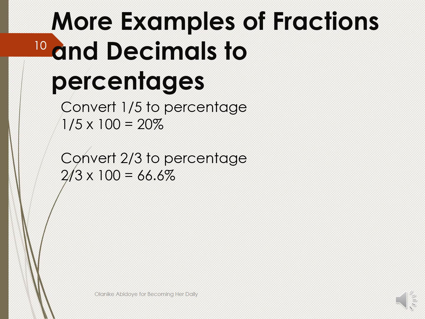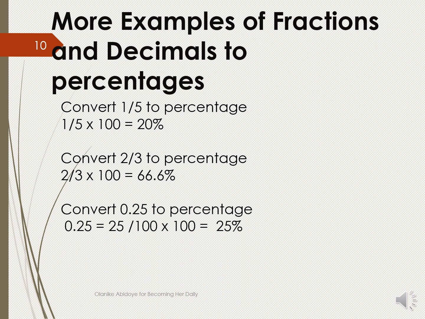And that will give us 66.6, which we can round up to 66.7. Then we have convert 0.25 to percentage. Also, we can first change this to a fraction: 25 over 100 times 100. We divide by 100 to give us 25%.